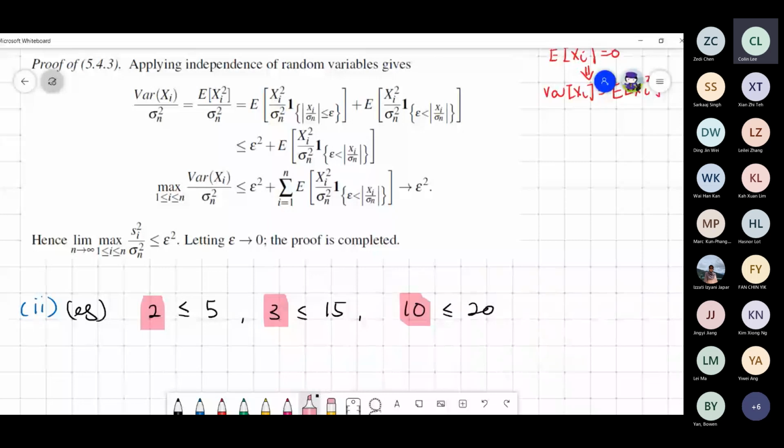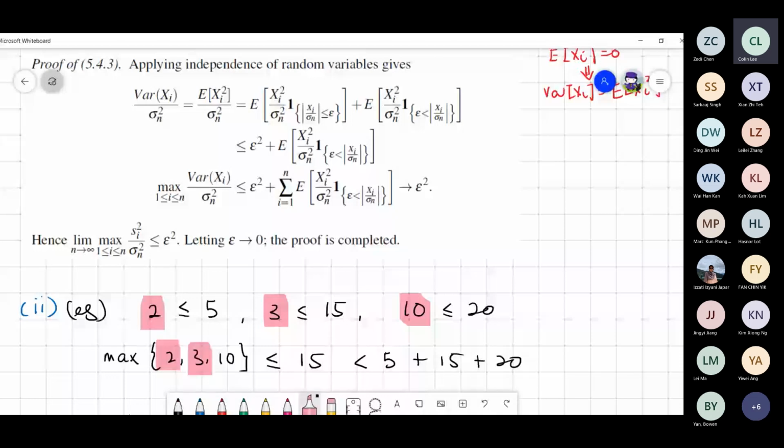Okay. So then you can see, I think it's quite obvious. The maximum of 2, 3, 10 is less than actually 15, right? So it's less than 15, right? But this thing is less than, you just sum all this thing up, 5 plus 15 plus 20.